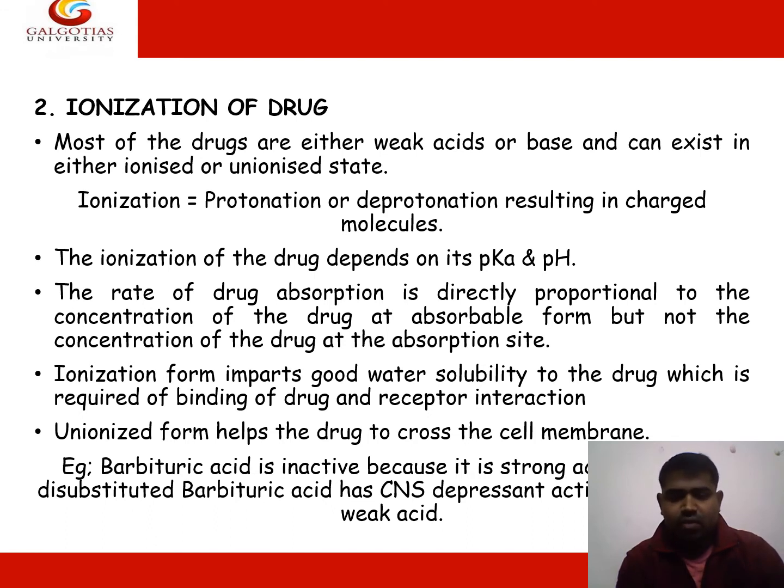For example, barbituric acid is inactive because it is a strong acid, but its 5,5 substitution or 3,5 disubstitution gives CNS depressant activity because it easily crosses the blood-brain barrier, which is called triple B, because it has a higher pH or lower pK value, and because of that it easily penetrates to the CNS.